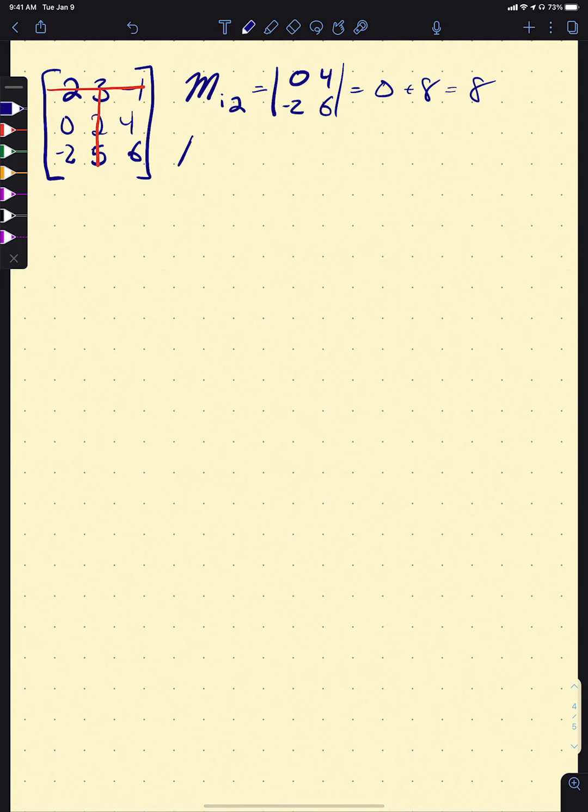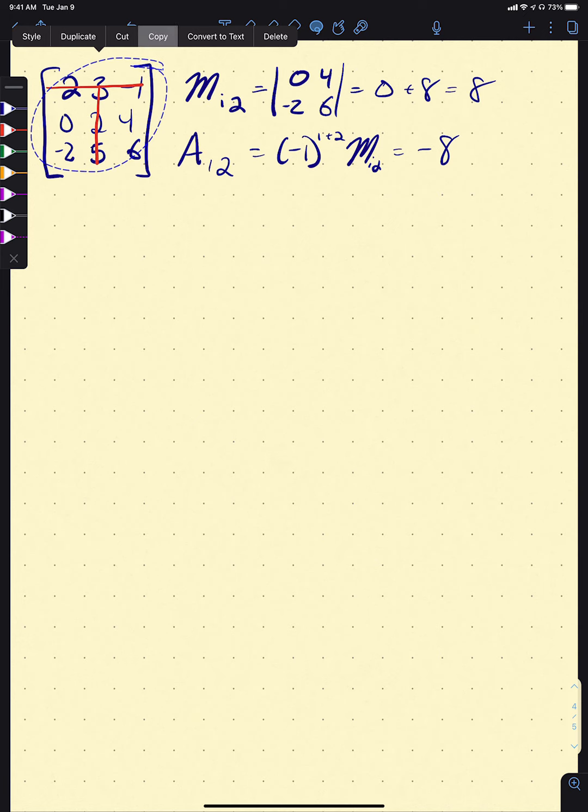Okay. What about the cofactor of, say, 1, 2, right? Well, it's going to be -1 to the 1 plus 2 times the 1, 2 minor. So -1 cubed is -1 times 8 is -8. Okay, let's try one more of these.